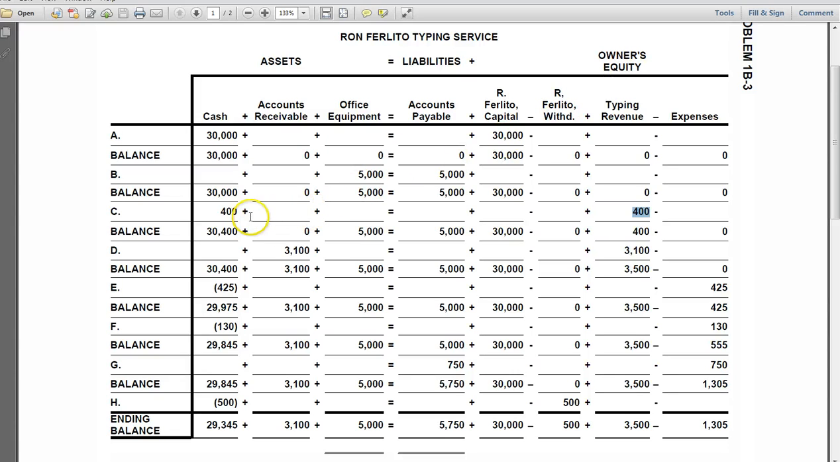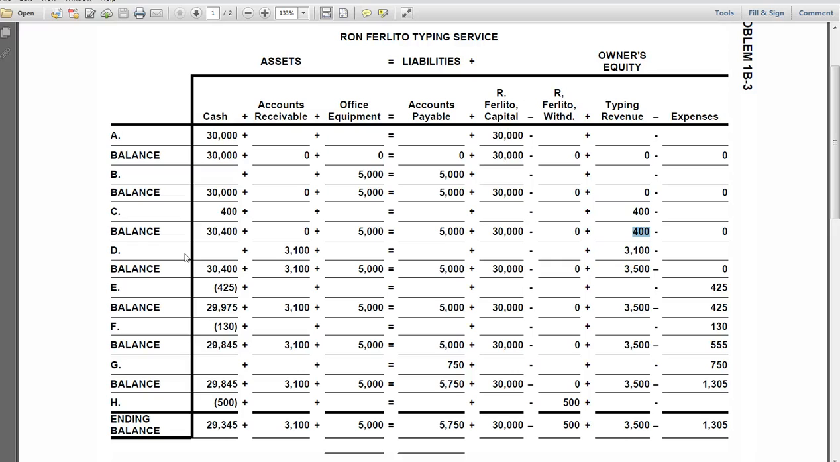Okay, so you bring your balances down. You can see you had to add the 400 to the 30 to get 30,400. Accounts receivable: nobody owes us anything yet. You still have that office equipment. You still owe the $5,000. The equity of the owner is still 30, but it is going to be increased by 400 as a result of the typing revenue. Transaction D.